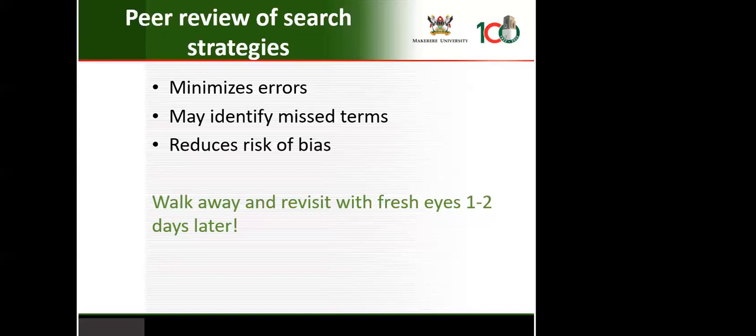Okay, so the peer reviewing of such strategies minimizes errors. It may identify missed terms, as I've already mentioned, and it reduces the risk of bias. We talked about publication bias. So it reduces bias. And then the other thing before I answer your question, walk away and revisit with fresh eyes. Don't run the search very, very quickly. You say, I want to finish this. Immediately you send it to him. Tell the reviewer that, give me 3 days or 5 days. You come, we review, and then I sit down and rerun and also review before I share.